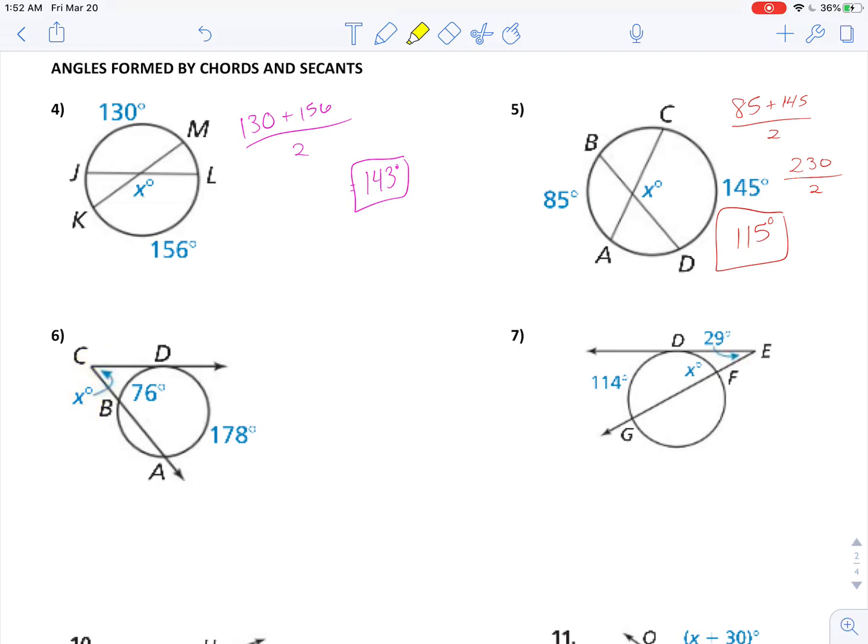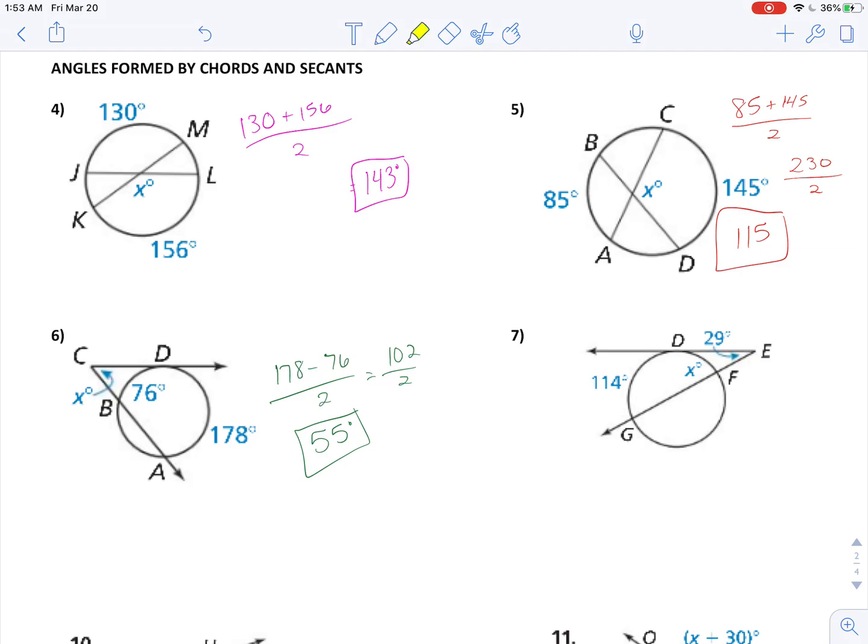All right, now what happens if I'm outside? Similar setup. There's one change though. What if I'm outside instead of inside? Well, being outside is a pretty negative thing. So we'll take the big arc minus the little arc. 178 minus 76, still over 2. It's 102 over 2. X is 55 degrees.